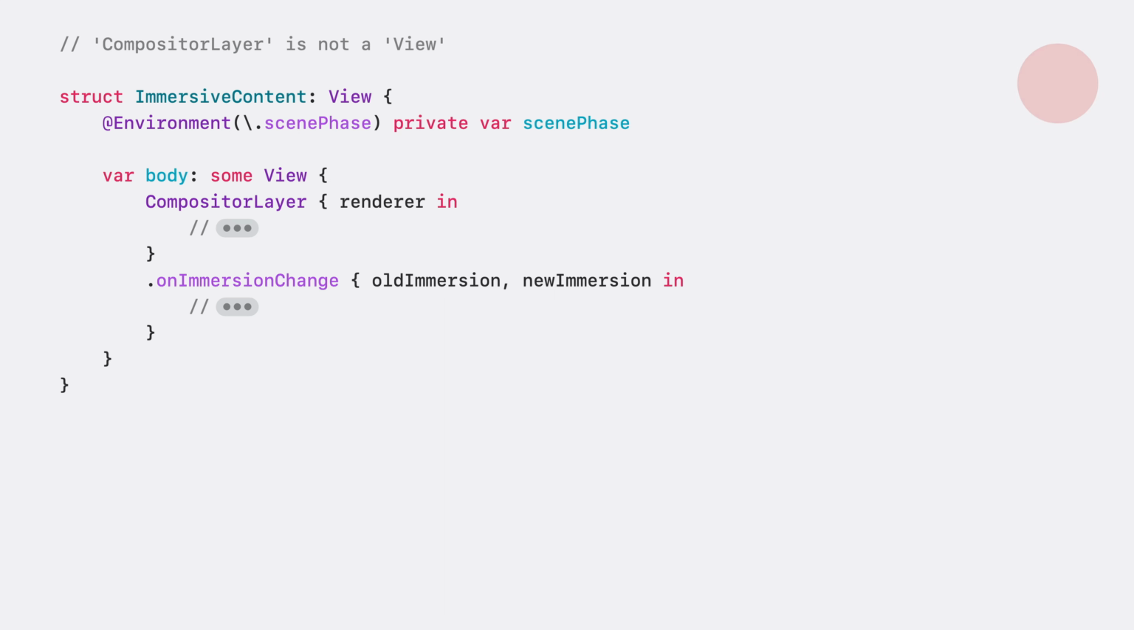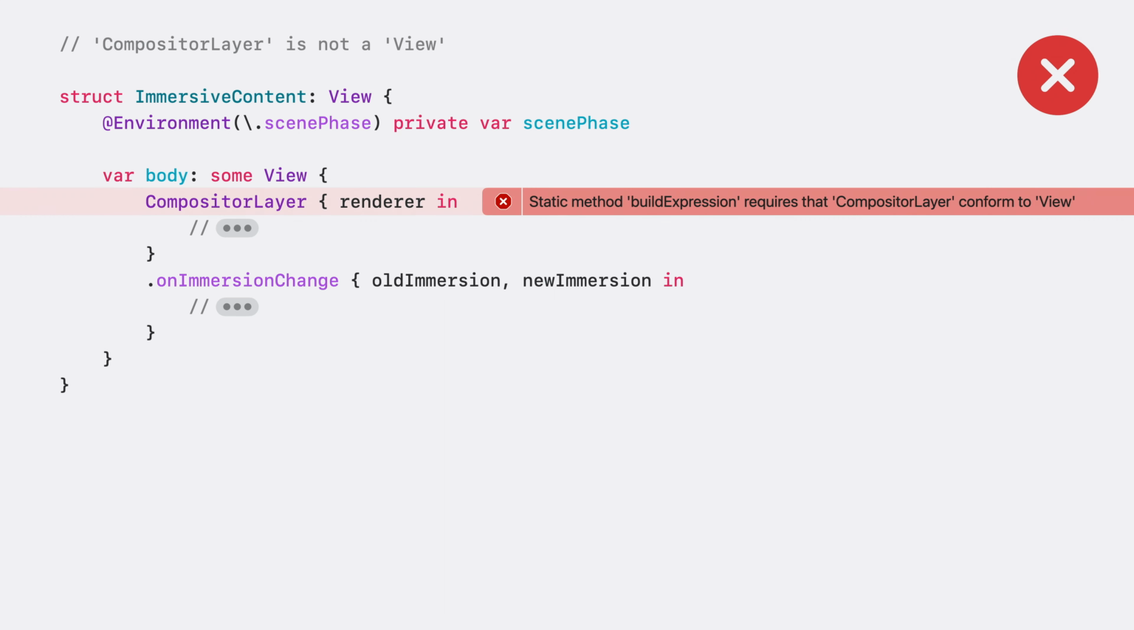Using compositor layer in my remote immersive space gives me a lot of power to create immersive experiences with Metal. However, compositor layer is not a view, and so it cannot be used in contexts that require views, like my immersive content. So far, this has meant environment variables and view modifiers were not available to compositor layer.